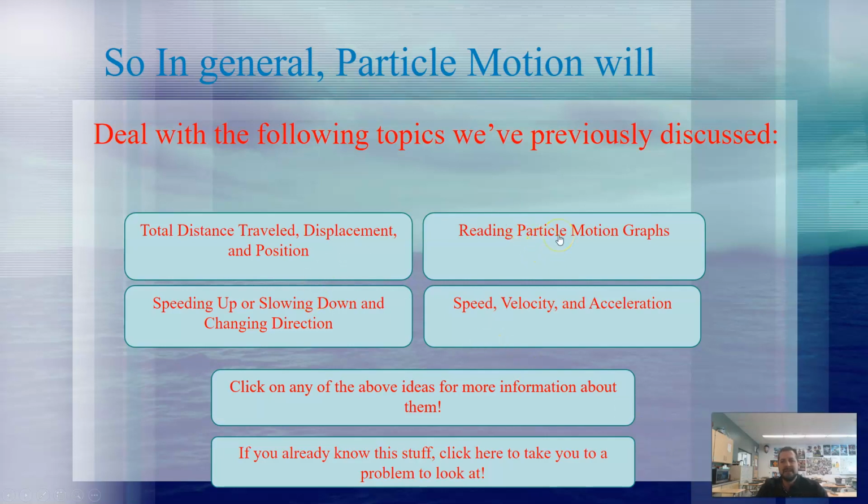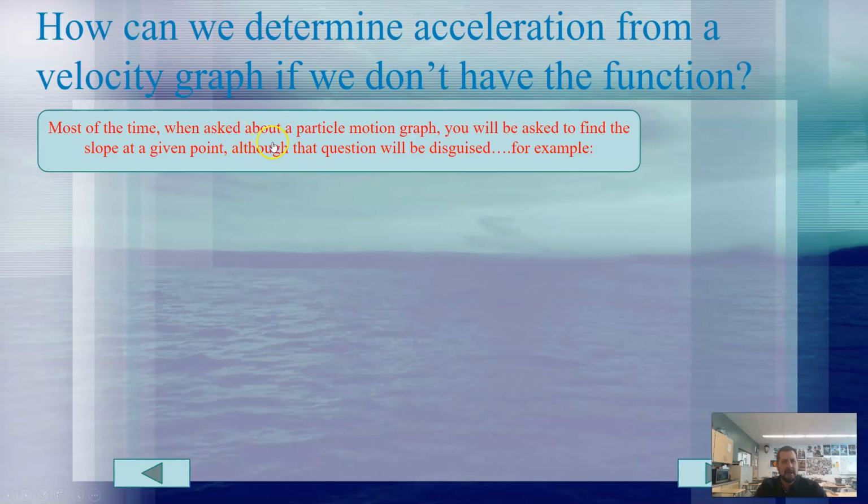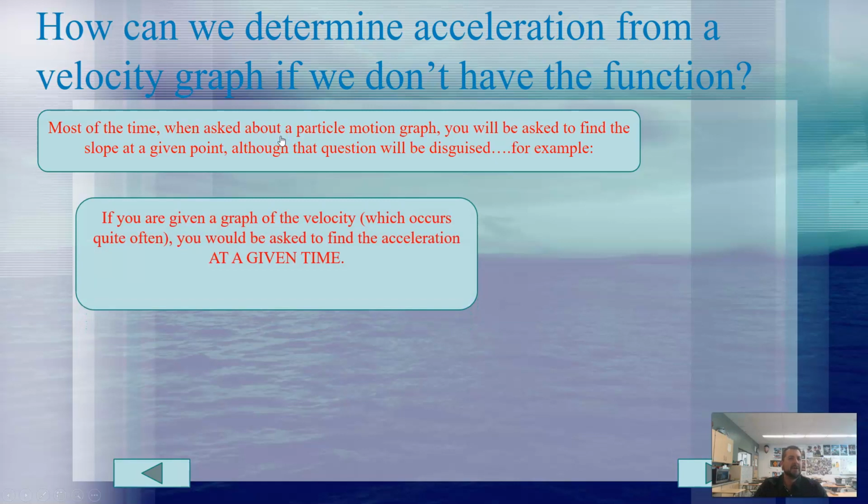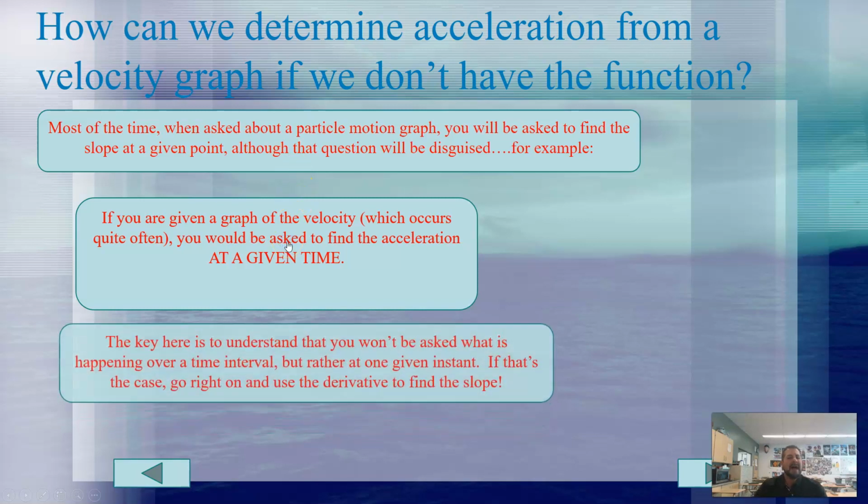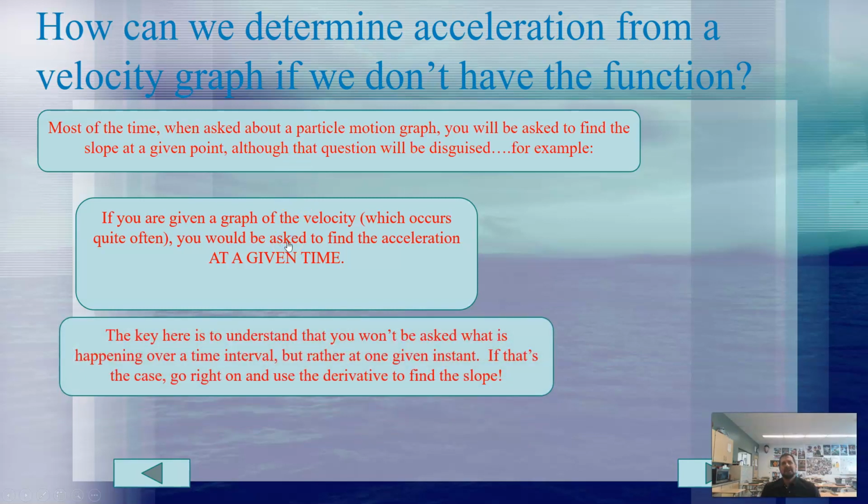Now we're going to talk about reading particle motion graphs. When you're looking at a particle motion graph, sometimes instead of giving you a function for the velocity, they'll give you a graph of the velocity. If you were given a graph of the velocity and asked to find the acceleration, what you would have to remember is, although there is no function that you can look at, the acceleration is the derivative of the velocity. The derivative tells us the slope of the tangent line. So what it's really asking you to find is the slope when time equals whatever it is that you're looking at.